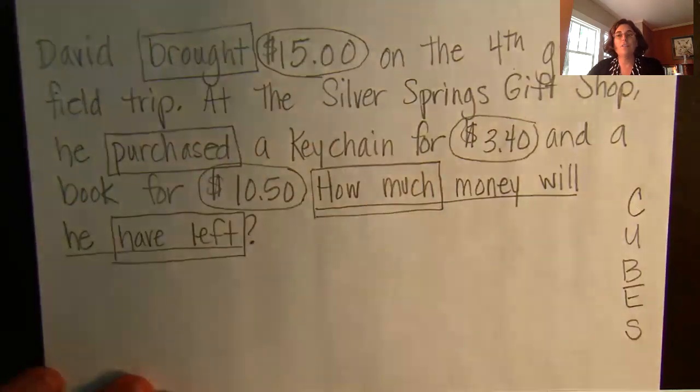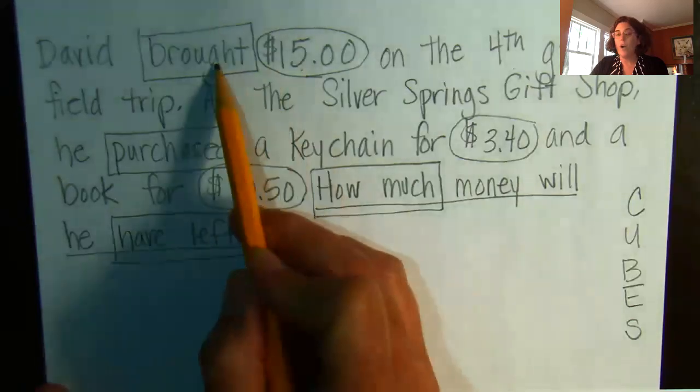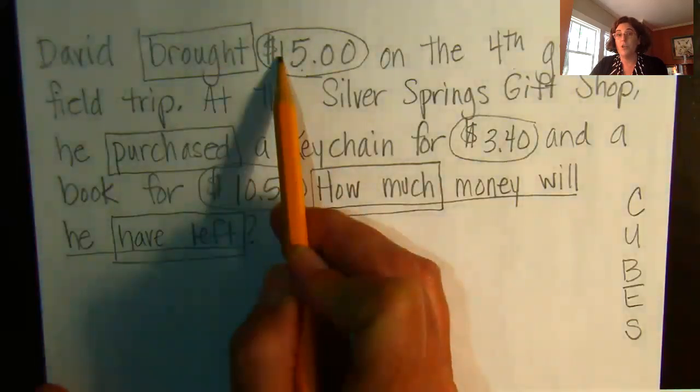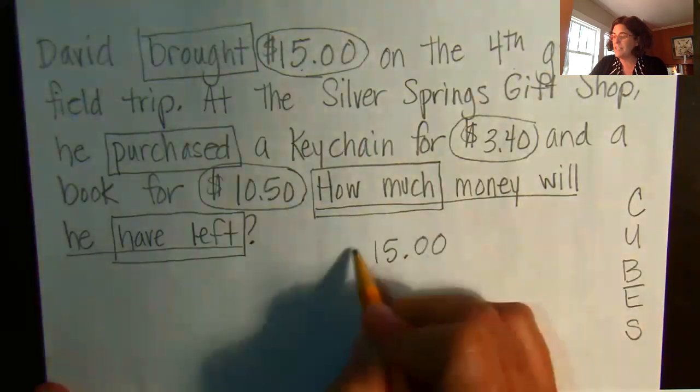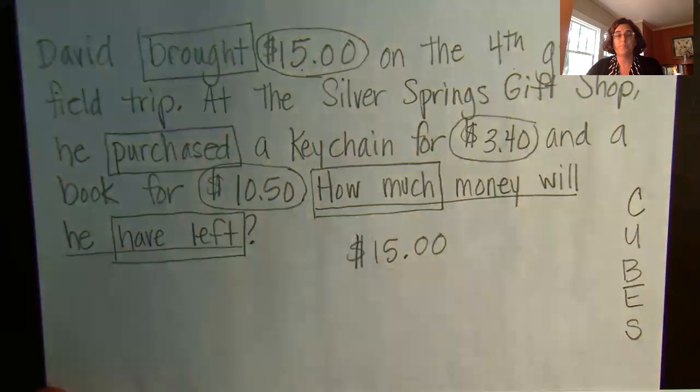All right, now let's go ahead and think about what we need to know to answer the question. How much money will he have left? Well, we need to know how much he started out with. How much money did he start out with? Very good. $15 because he brought $15. So he started out with $15. I'm going to go ahead and write this down because that's how much he started out with.